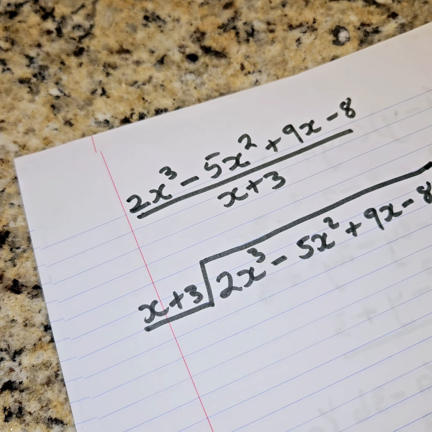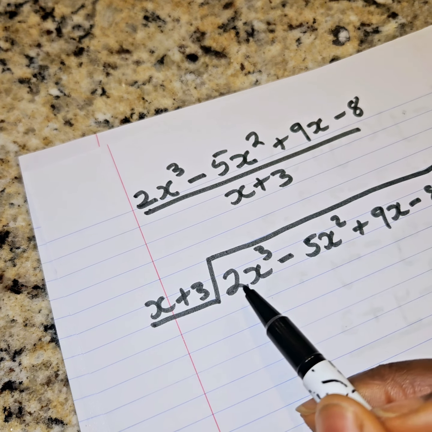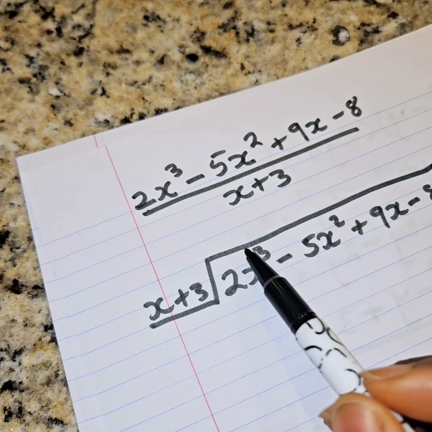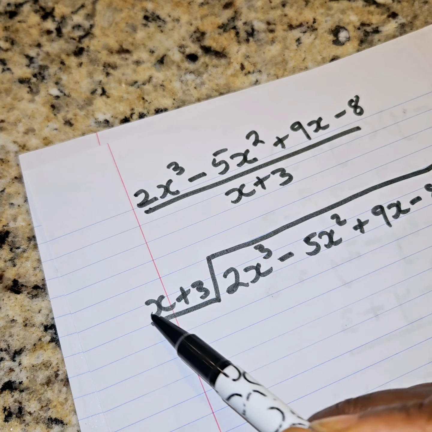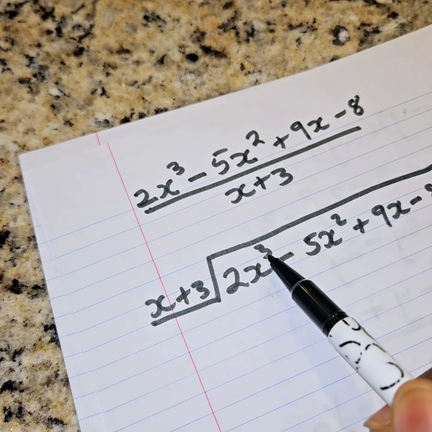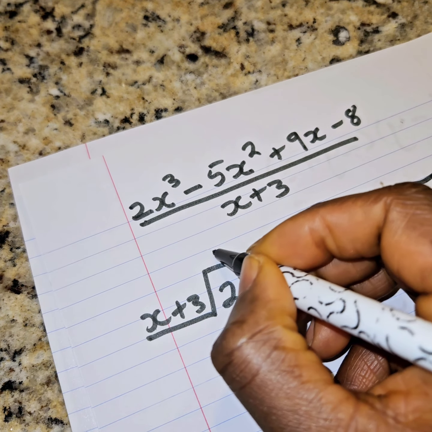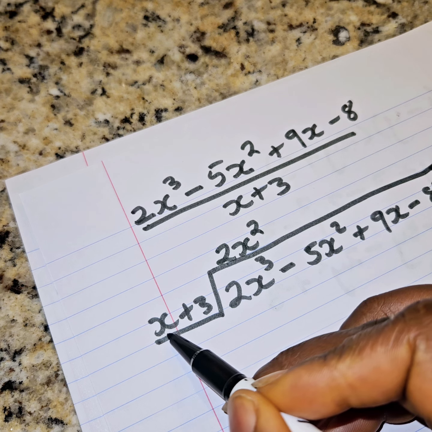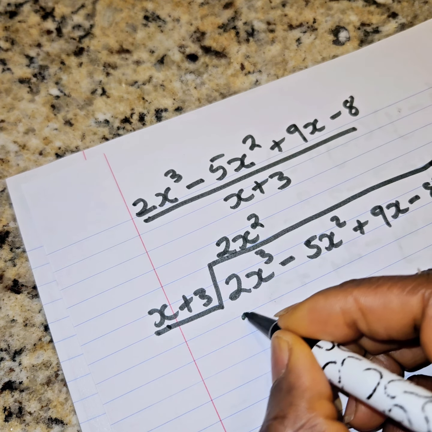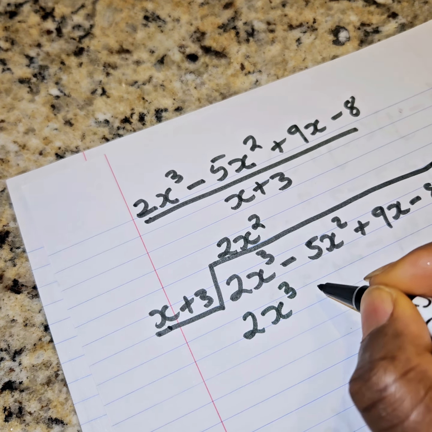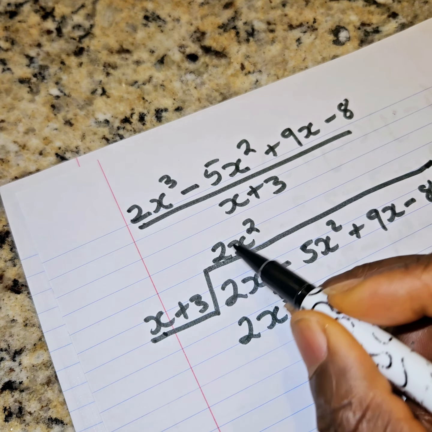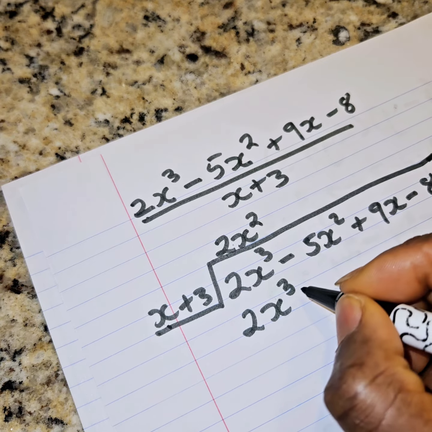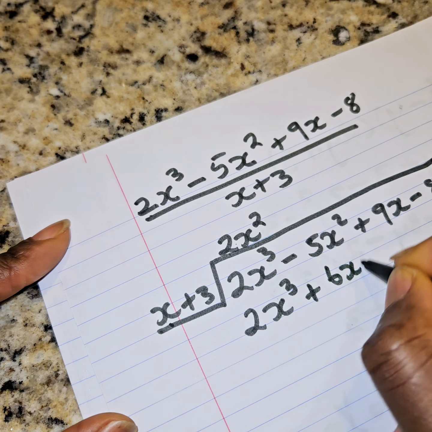Now, the first thing we can see with this problem is I have x here and I have 2x cubed. So I'm going to be looking for a number that I can multiply with this x here to have 2x cubed. And that is 2x squared. If I multiply 2x squared by x, I will have 2x cubed. Now, plus, I have to do the same thing. I have to multiply this with this. This will give me 6x squared plus 6x squared.